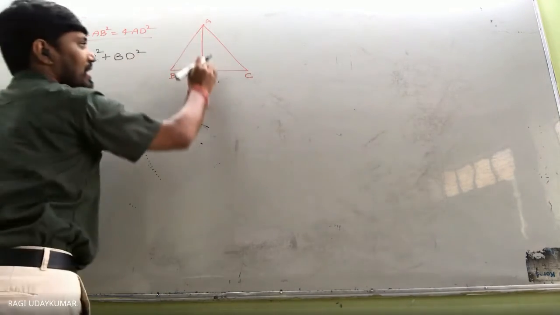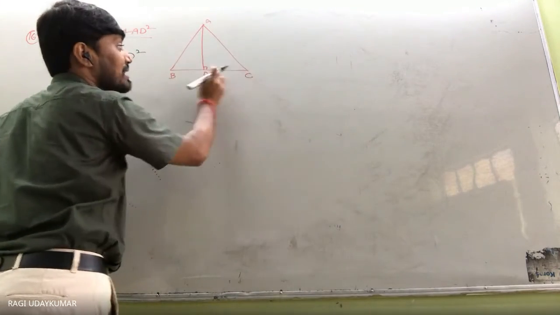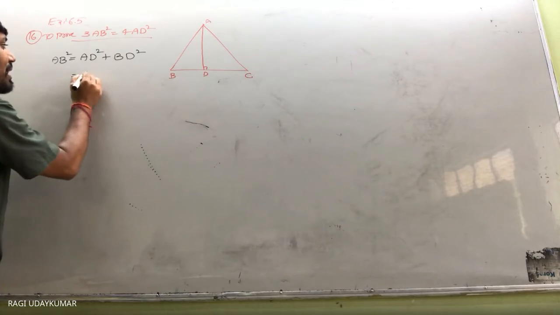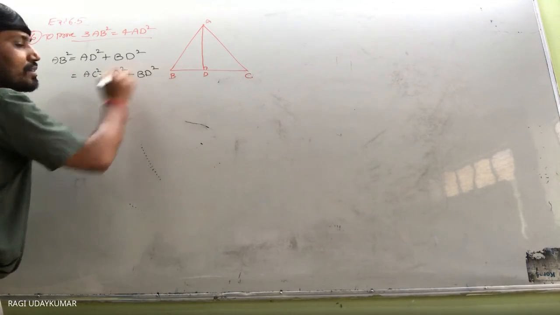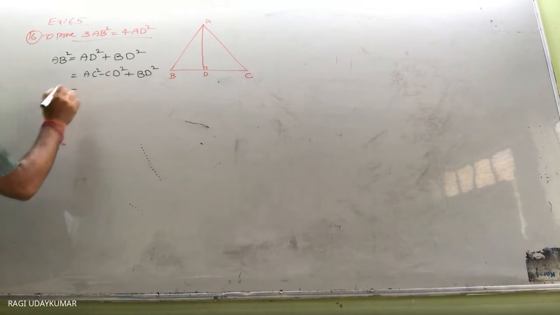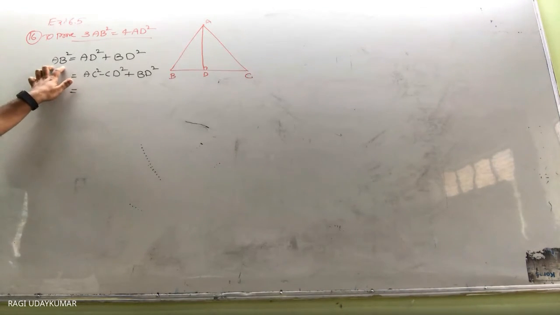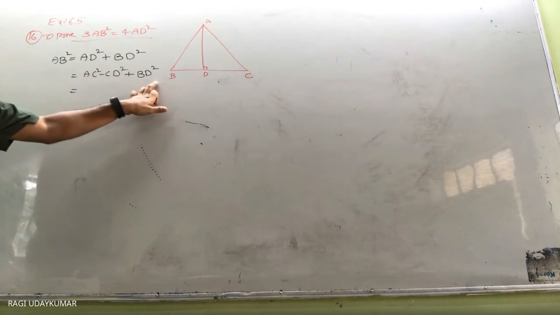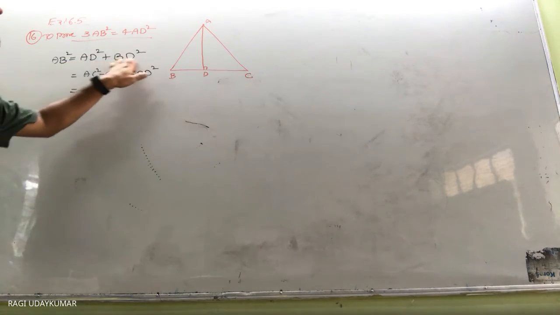So how can we write AD square? Apply the Pythagoras theorem in this: AC square minus CD square. So I am writing AC square minus CD square plus BD square. I am taking AB square. But is this right or wrong? No, it's wrong. Why? We are taking AB and converting everything. This should not be converted, this should stay, and we convert this BD.